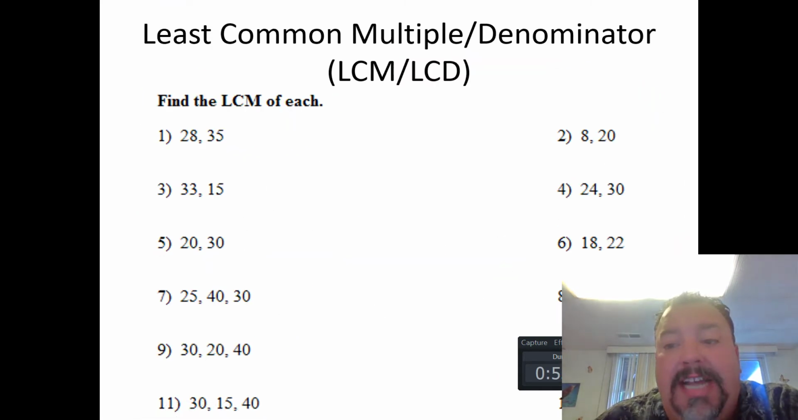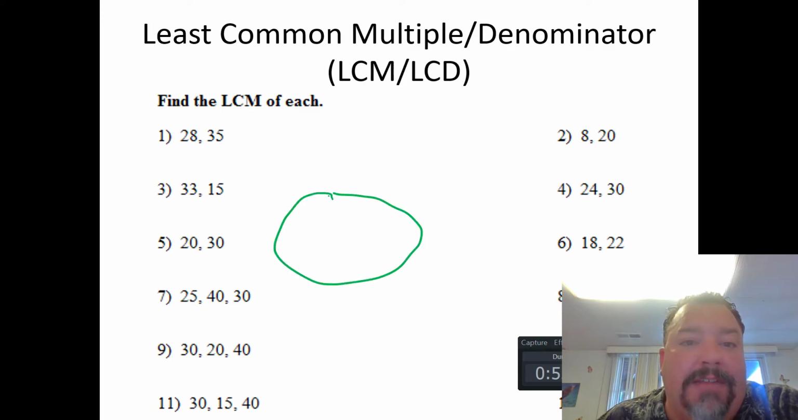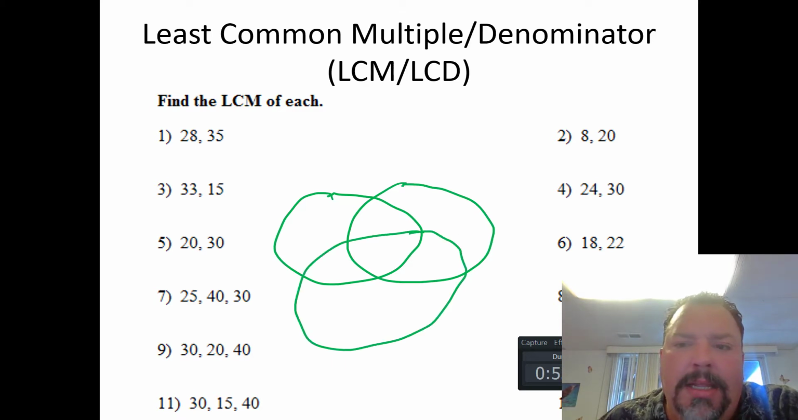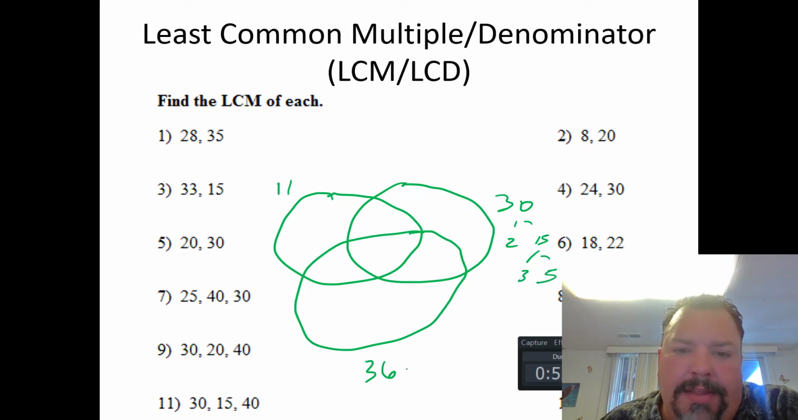The power of this is that it will work even for 3 numbers. So even if you have 3 numbers, you can do the same thing, except you make a Venn diagram with 3 parts to it. So I'll do one example here. So imagine I'm doing it for 11 and 30 and 36. So 11 is already prime, so I really can't do anything with that. 30 is 2 times 15, which is 3 times 5. And 36 is 2 and 18, and 2 and 9, and 3 and 3.